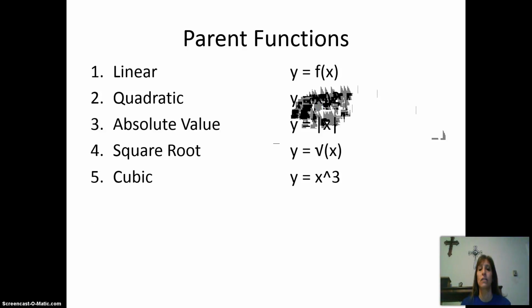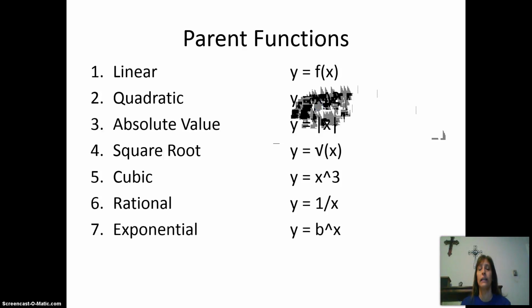Cube root is x to the third power. Rational is 1 over x. Exponential is y equals b to the x power. And the last one is logarithmic, and it's y equals log x. All of these should be in your journal, in your foldables. You can go back there and get the tables for those, and that will really help you out.